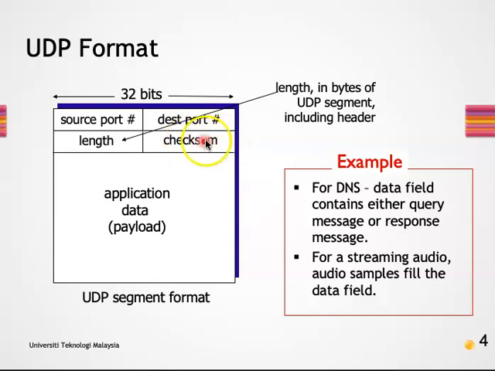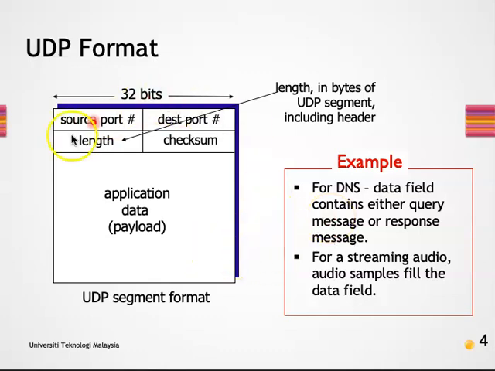Another field here is checksum. It is used by the receiving host to check whether errors have been introduced to the segment or not. In truth, the checksum is also calculated over a few of the fields in the IP header in addition to the UDP segment. So the checksum here is not only for the UDP segment but also for the IP header. It is used to determine whether bits within this UDP segment have been altered, for example, because of noise as it moves from source to destination.